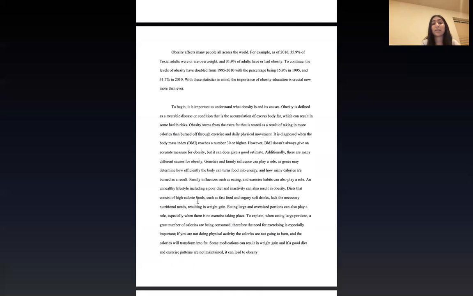I defined obesity as a treatable disease or condition that is the accumulation of excess body fat, which can result in some health risks. I also explained that obesity stems from extra fat that is stored as a result of taking in more calories than are burned off through exercise and daily physical movement. I continued to explain the different causes, such as family influence, genetics, poor exercise habits, inactivity, and a poor diet.